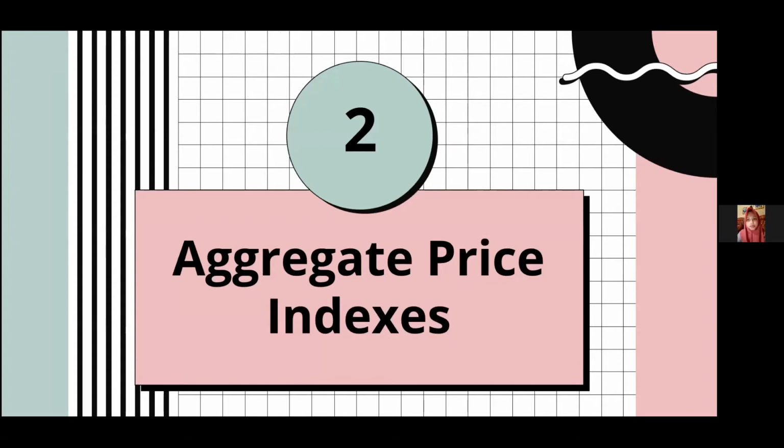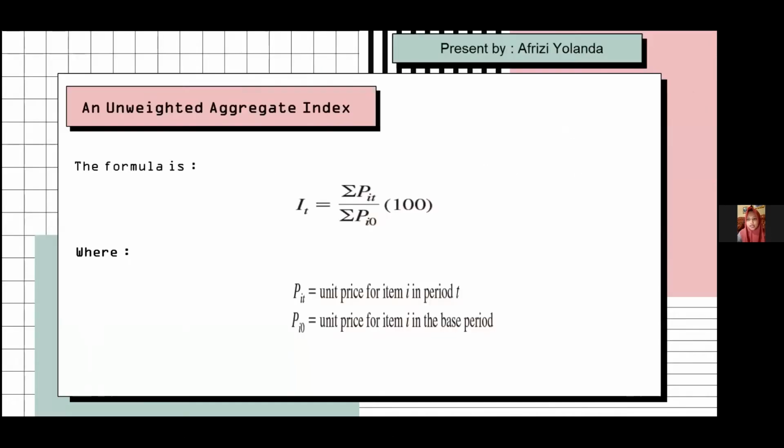I will explain about the aggregate price index. Number one is the unweighted aggregate index. The formula is I_T equals sigma P_iT divided by sigma P_i0 times 100.